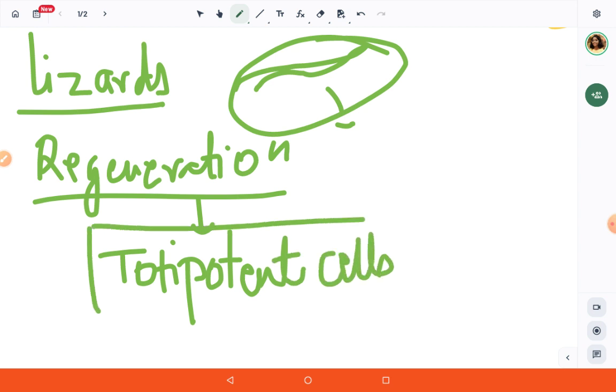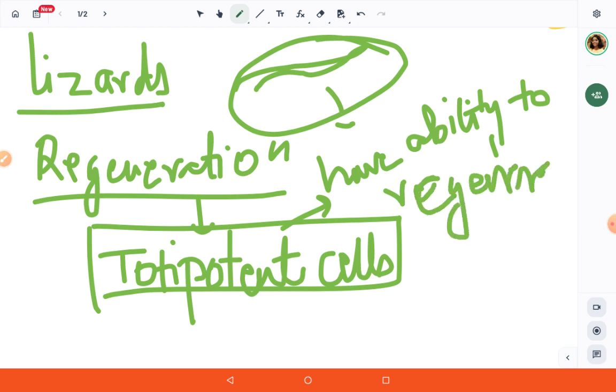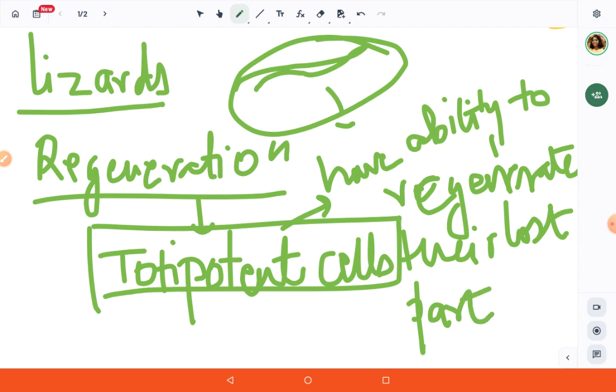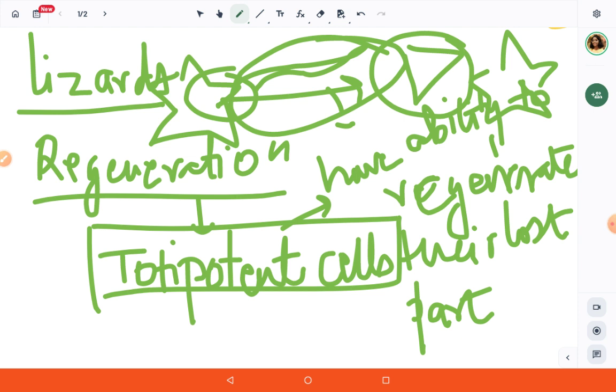Totipotent cells are such cells which have the ability to regenerate their lost part. So what is happening here basically in regeneration? The lost part starts to develop. It takes place in planaria and in starfish. When one part is lost, let's say this is a starfish, and let's say this part was lost, so now this will again form a new starfish. This happens. The lost part starts to develop in totipotent cells. Totipotent cells means the cells which have the ability to regenerate their lost part.